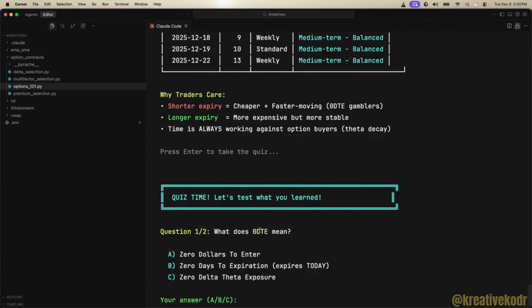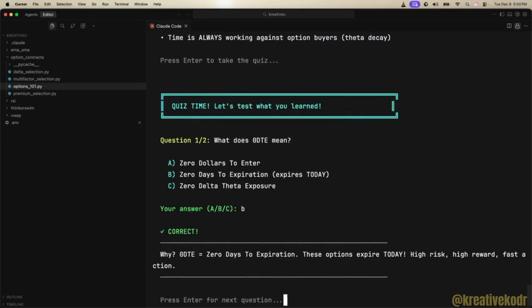So what does 0DTE mean? Is it $0 to enter? That's funny. If it's $0 to enter, everybody will get in. So let's keep going. Is it 0 days to expiration, expires today? Or is it 0 delta exposure? So let's go ahead and put, is it A, is it B, or is it C? Which one do you think? All right, so I think it's B.